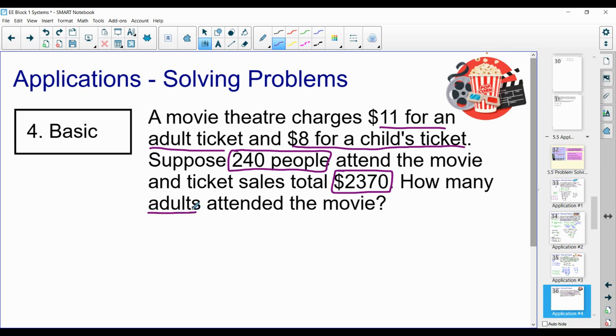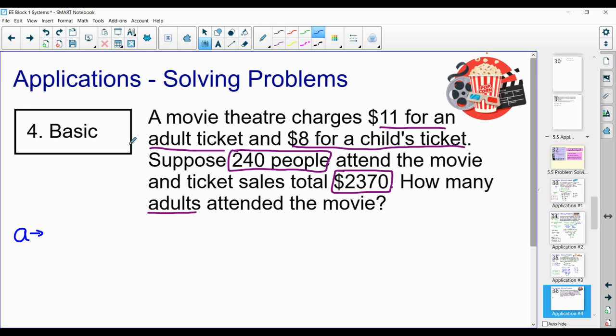So while we're only being asked for adults, we still have two unknowns. We don't know how many children's tickets there were. We don't know how many adult tickets there were. So we're going to start off by defining our variables. And so we have adult tickets and child's tickets. So I'm going to use A and C. Often I'll set up my variables using letters that represent the problem. Sometimes that makes it easier in the context of the question to recognize which variable represents which amount.